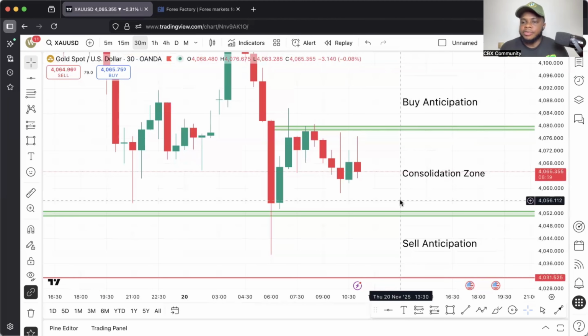So the candle is left with 8 minutes before the candle will close. Let's just be patient.